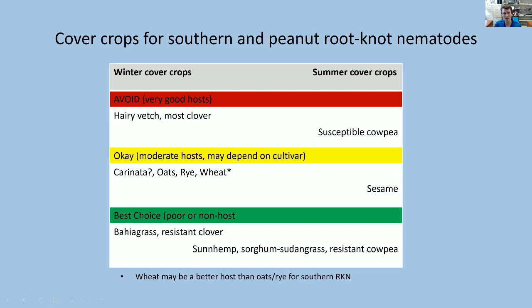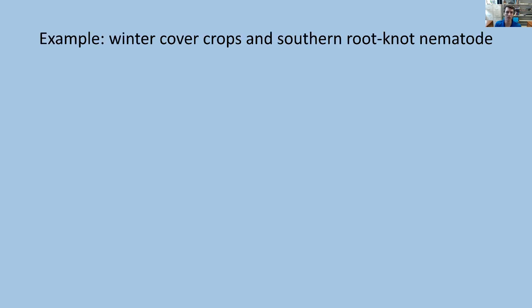There are some resistant varieties of clover, at least to some species of root knot nematode. And then most of our best cover crops for root knot nematodes are summer cover crops. Sun hemp overall tends to be our best and most consistent cover crop for managing a variety of nematodes. And then sorghum Sudan grass. And there's some resistant cultivars of cowpea, especially for southern root knot nematode.